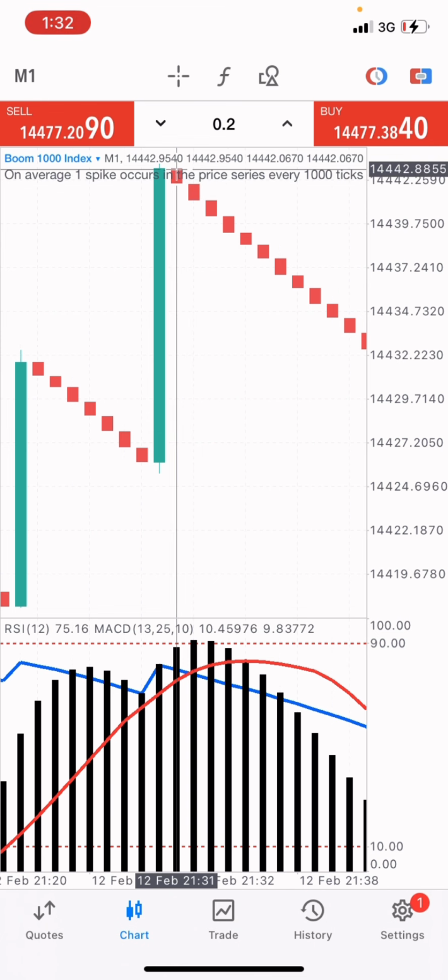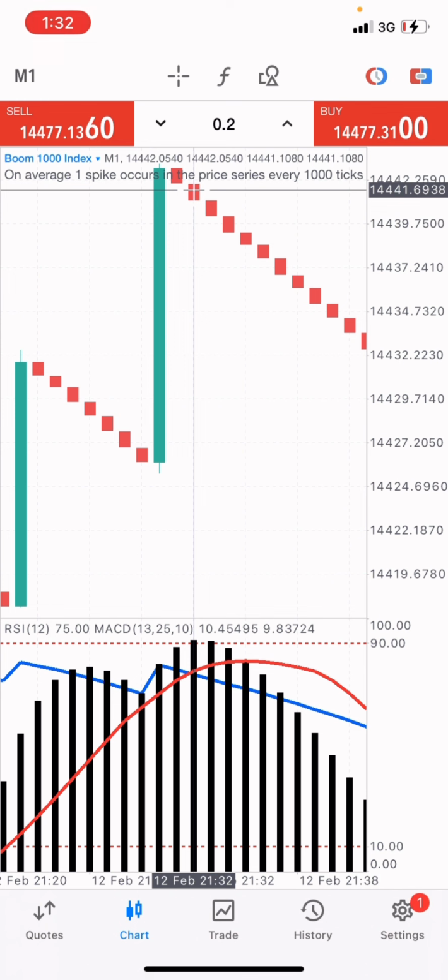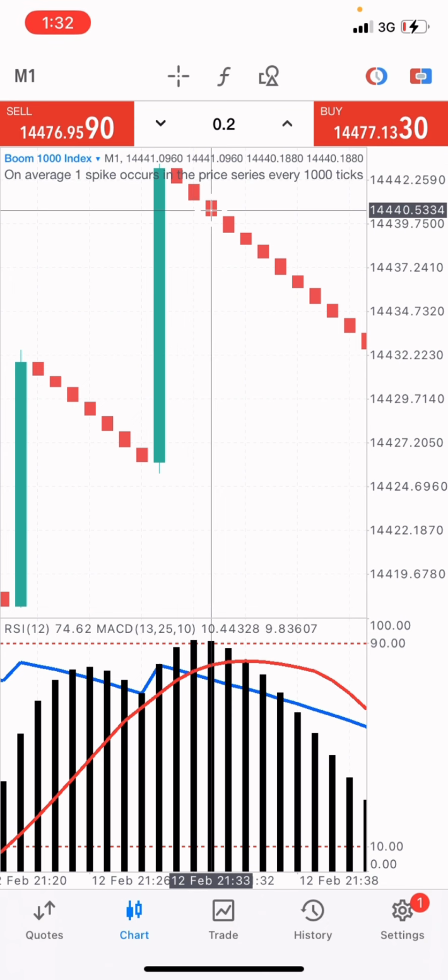So after this candle tick has been created for a sell, you close this trade, then you place another sell entry. After that candle has been created, you exit again, then you place another sell entry to secure your profit on the market, so that you don't place another sell and a spike enters into the market.